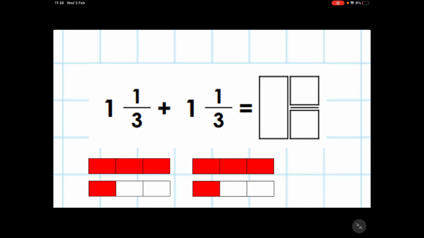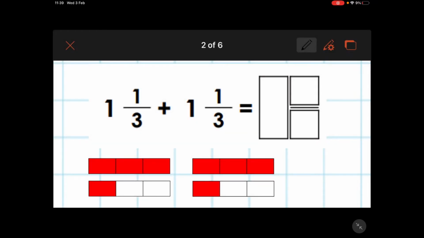Now this is quite a nice and easy fraction to add, so I'm going to go ahead and add the whole numbers. I have 2 wholes, and then if I have a look at the numerators, I have 1 and 1. 1 and 1 is 2. And I have a denominator of 3 because each of my models are split equally into 3 parts.